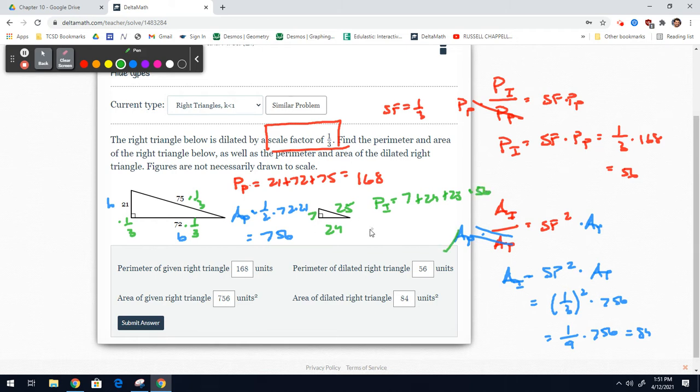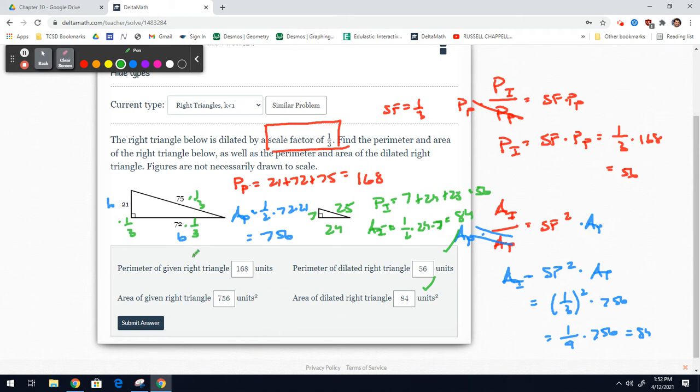Boom, that's correct. If I want to find the area of this image, I'm going to take 1/2 the base times the height. That's 1/2 of 24 times 7. Half of 24 is 12. 12 times 7 is 84. And that's right. So I know I'm right.